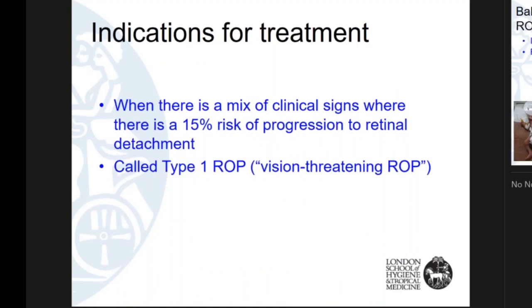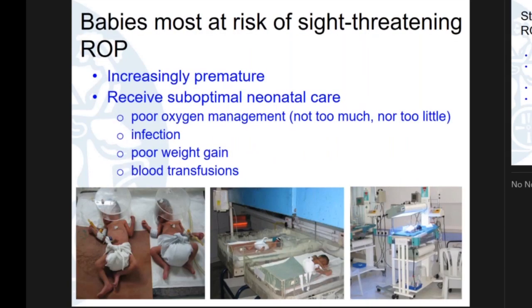So the indication for treatment is when there's a mix of clinical signs which means there's a 15% risk of progression to retinal detachment. And this is called type 1 ROP, which I think is a horrible name. So I'm going to call it vision-threatening ROP, which is how we talk about diabetic retinopathy.